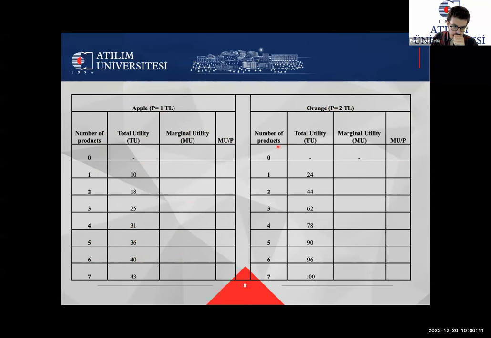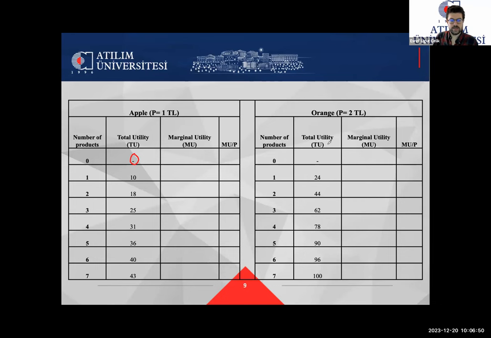And one more thing. When quantity is zero, at that level there is no marginal utility. And I forgot about it. It's wrong. When quantity is zero, total utility is zero. If you don't consume anything, you don't get any total utility. So zero is true for total utility. So these points are denoted zero. And I said there is no marginal utility over there.